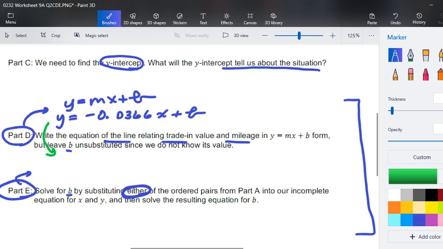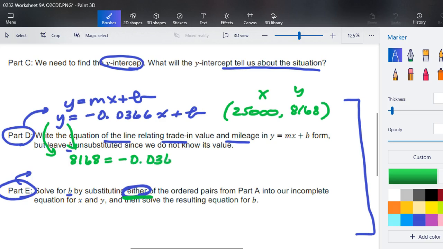So from here, I'm going to go ahead and pick the 25,000, 8168 ordered pair, and remember, you can use either. And I'm going to plug in, this is my X, this is my Y. So I'm going to plug in my Y right here. I'm going to plug my X in at the X value spot plus B.